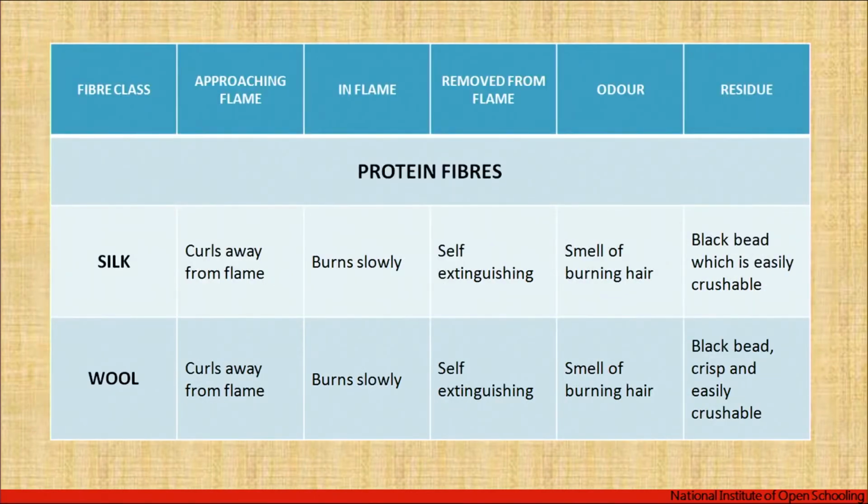Next we have the protein fibers. When silk and wool approach a flame, they curl away from the flame, which means they have a self-extinguishing feature. They burn slowly and they always smell like burning hair. The smell which comes from burning wool fiber is the smell of burning hair. It always forms a black bead which is easily crushable.